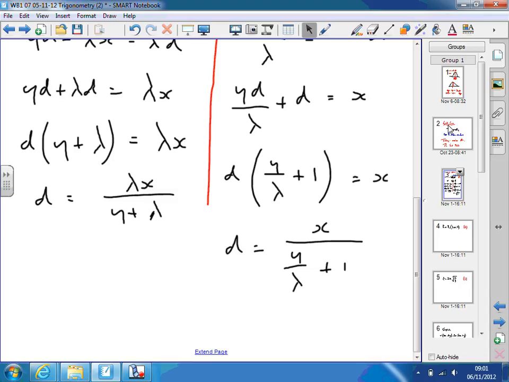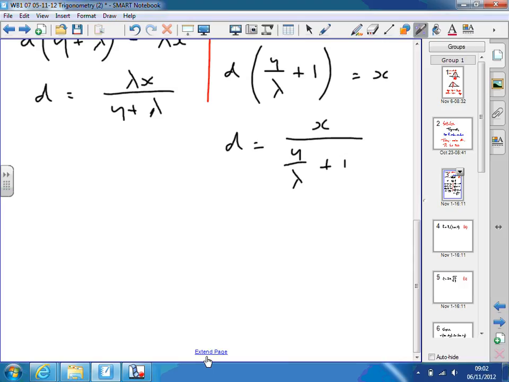Okay, now this next part is not straightforward. It's a little bit of algebra that we're going to be talking more about when we look at assignment 1. So I said at the start, didn't I, that you get the same answer. So actually, looking at this, lambda x over y plus lambda is the same as x over y over lambda plus 1, in theory, if we've done this thing correctly. So it's now a case of showing that they are the same. And that's not straightforward actually.